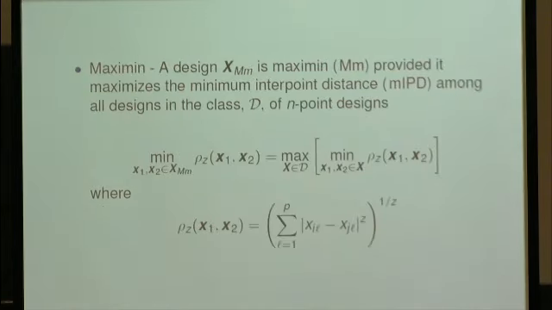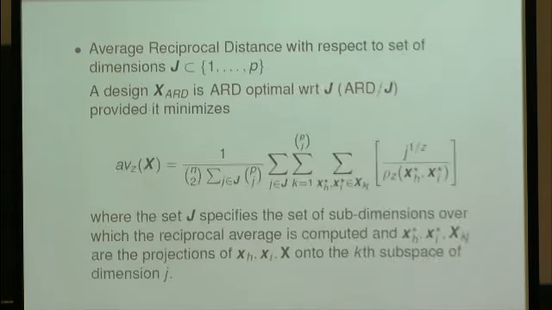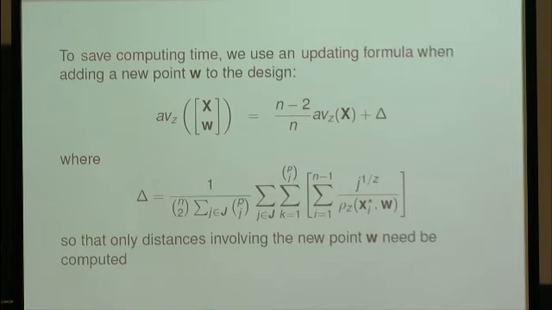So there's maxi-min. We could have done that with maxi-min as well, but for this talk I've just got maxi-min defined in the d-dimensional space. It's been pointed out before that as you add design points, you don't want to recompute everything, so with the average reciprocal distance, as you add points, you can update the distance formula.